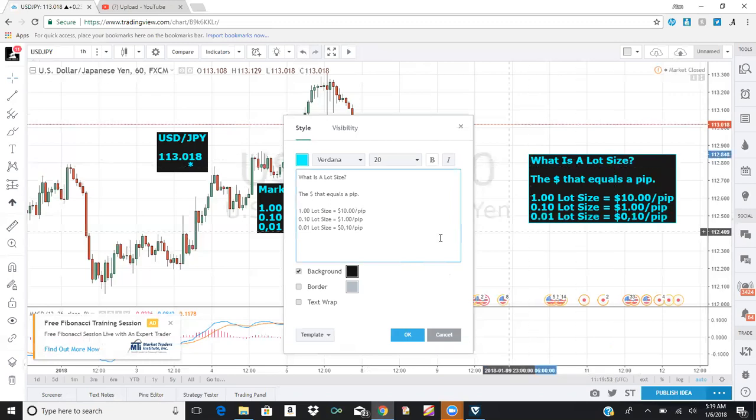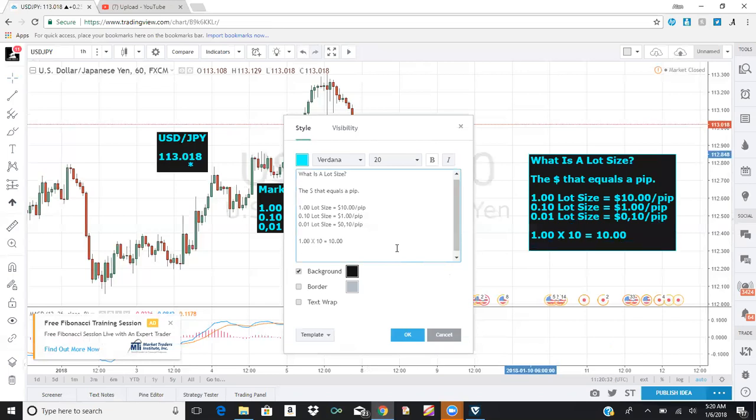Cool. Now, what I normally do, and this is what helped me in the beginning, is think of a number, multiply it by 10, and that gives you the dollar amount that the lot size is. So 1 times 10 is obviously 10. Or you can move the decimal point over to the right one spot, and that gives you the dollar amount that your lot size is and what every pip is to you.